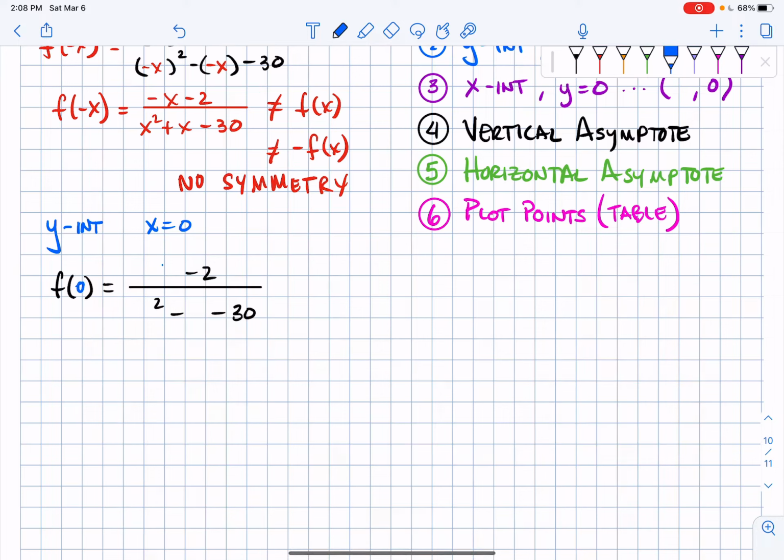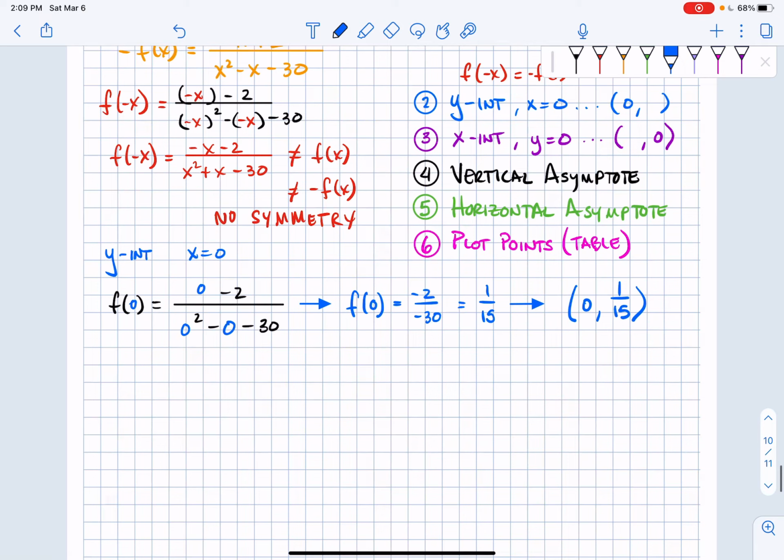So I'm solving for this right here. Okay, and that means that f of 0 is negative 2 over negative 30, which is 1 over 15. So that means I have a point here, and my point is 0, 1 over 15. All right, so that's what I got right there.